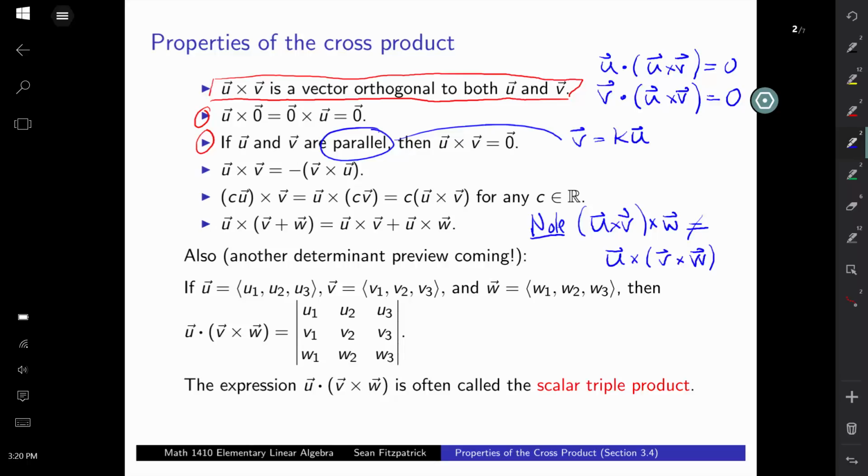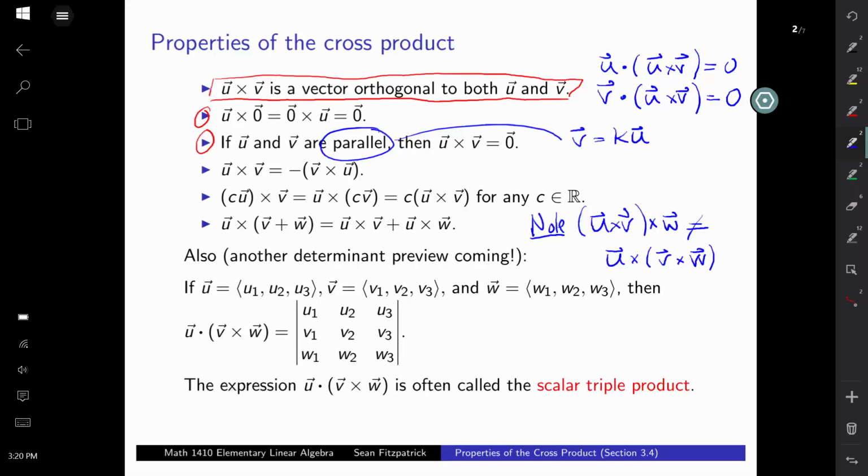And so you rarely see any sort of discussion of extending the cross product to cross products of 3 or more vectors, because then you have to worry about how you group them together. You get different answers depending on how you place brackets.